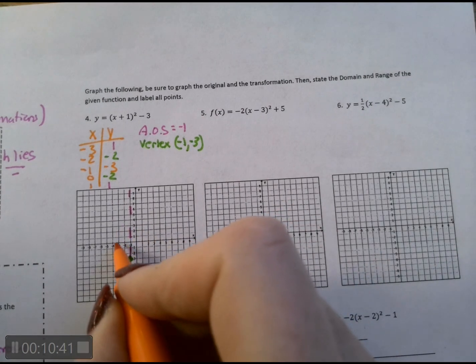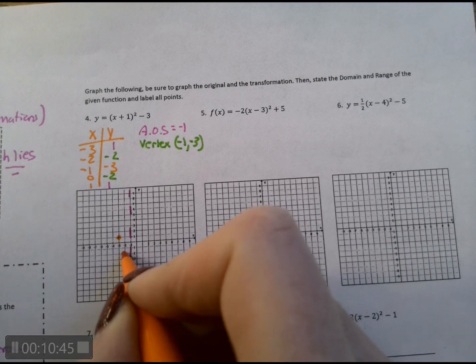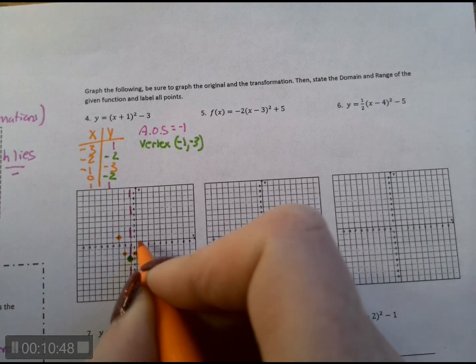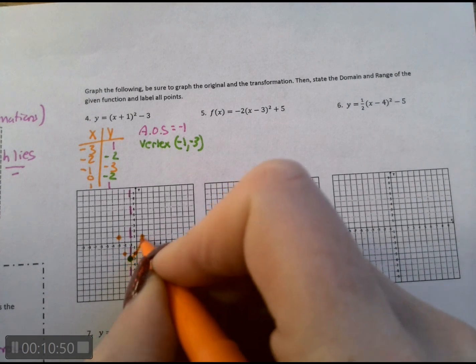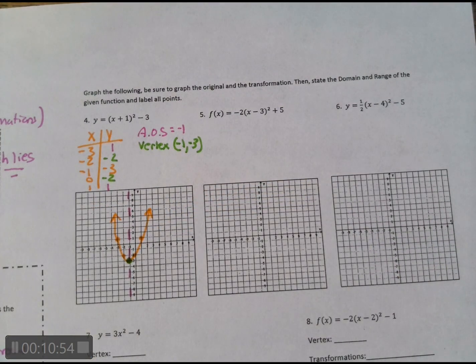Now you can plot those points. So we have negative 3, 1. We have negative 2, negative 2. And then you can just connect your dots. Alright, so then let's try the next one.